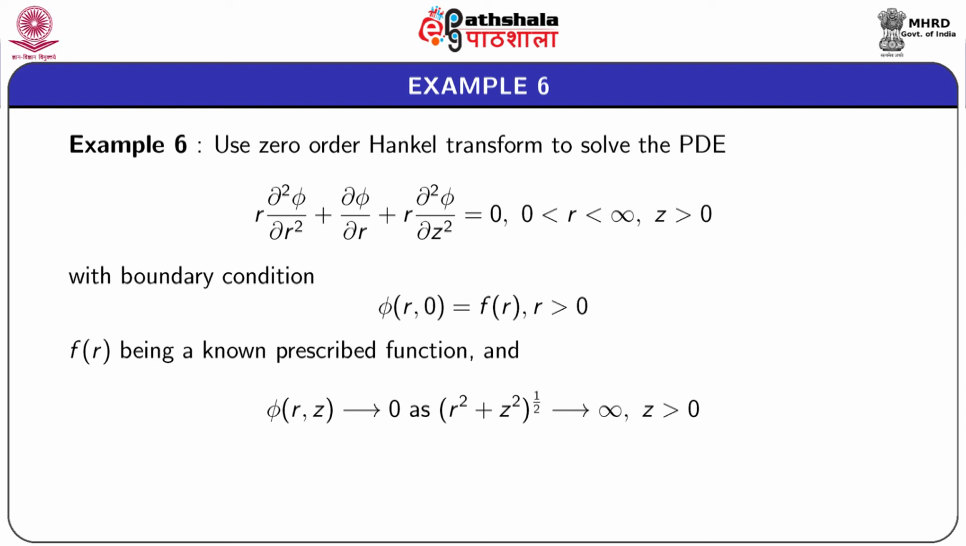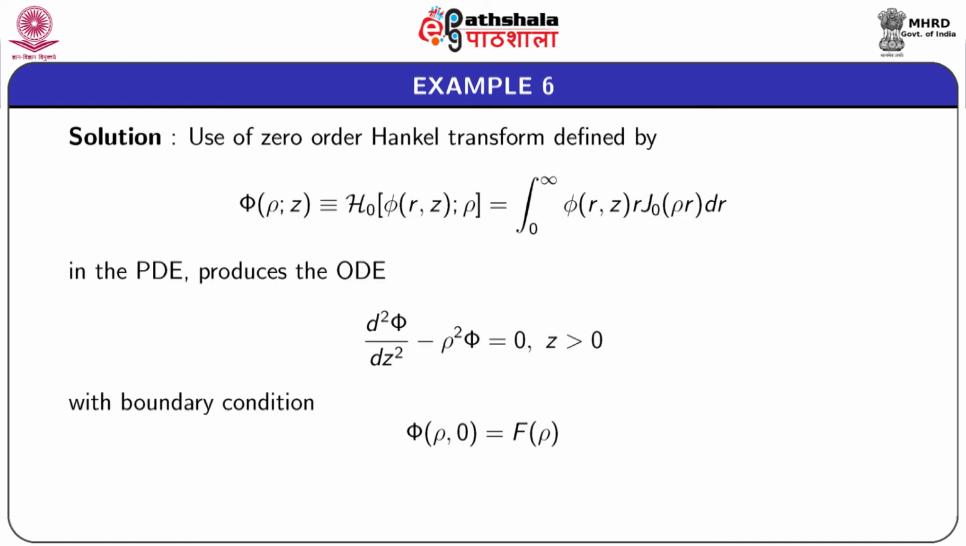Here we shall use Hankel transform of order 0 to solve the partial differential equation r del 2 phi by del r squared plus del phi by del r plus r del 2 phi by del z squared equal to 0, where r lies in the interval 0 to infinity and z positive, with the boundary condition phi at z equal to 0 is f of r, and r is positive, and f of r is a known prescribed function, and also we have the boundary condition that phi of r, z tends to 0 as root over r squared plus z squared tends to infinity for z positive.